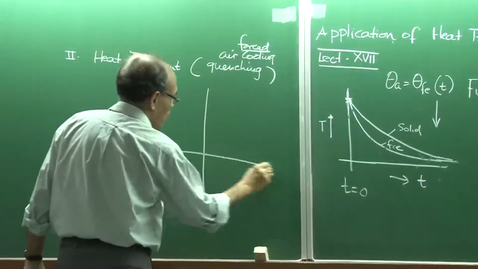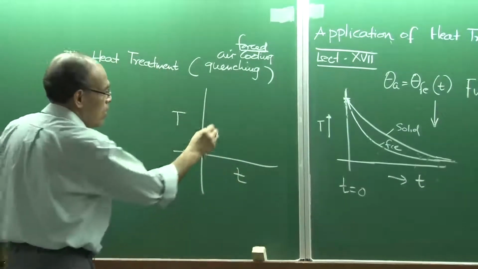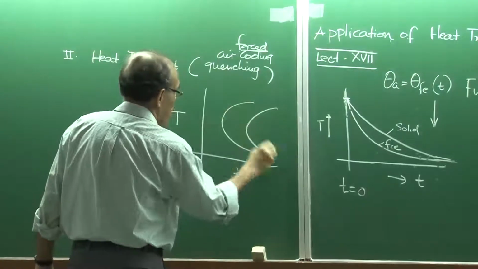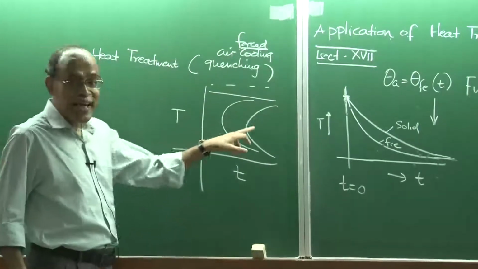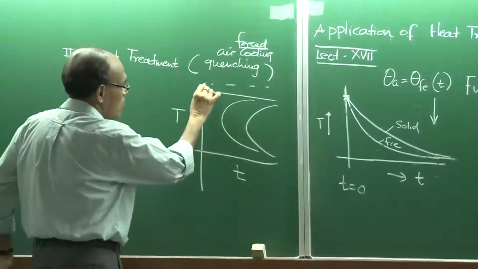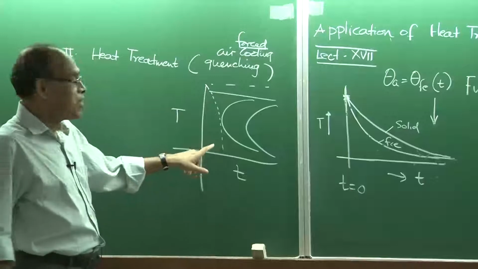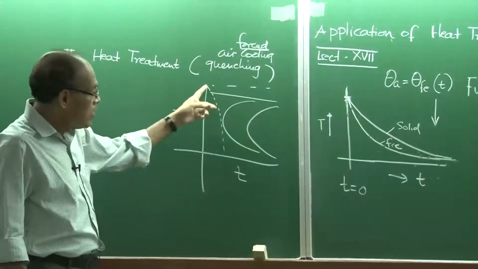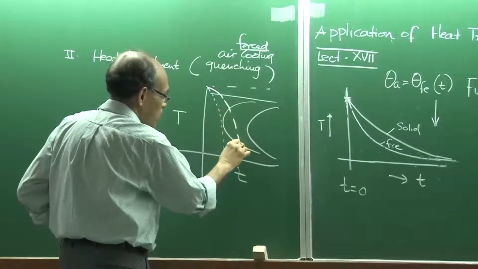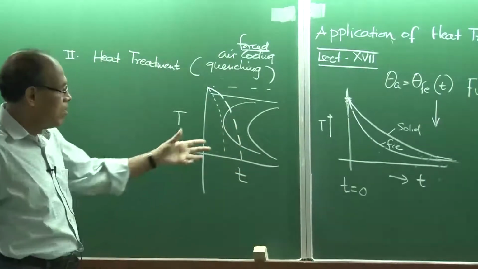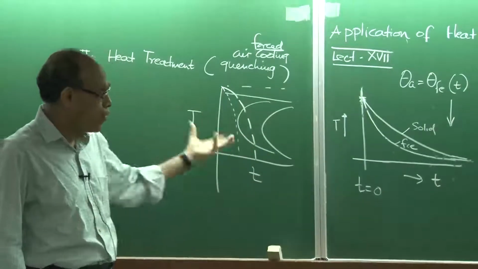You have been taught about this. These are the C curves, and we know that this is the critical cooling rate which gives us the martensitic structure. But even if you have a cooling rate which is like this, we can have a bainitic structure or something like that. This I think you all know, so I don't have to dwell on this in great detail.